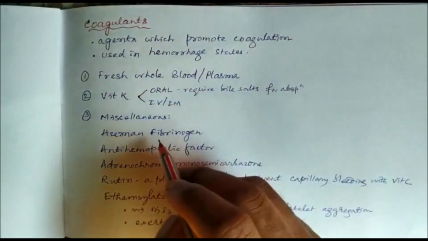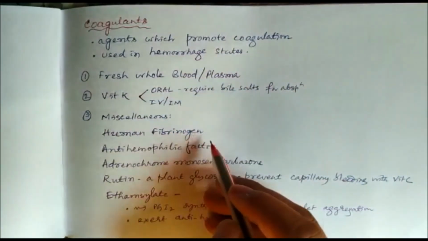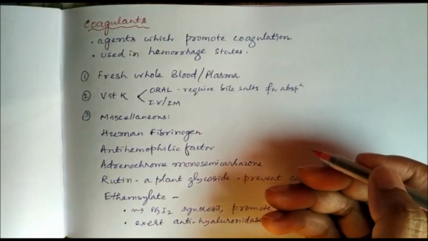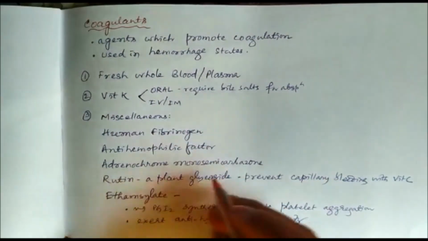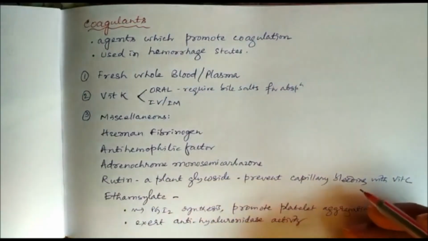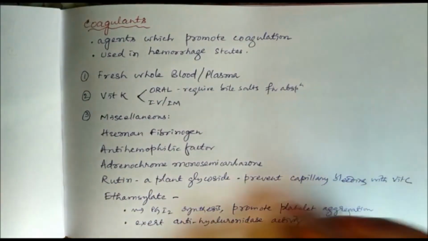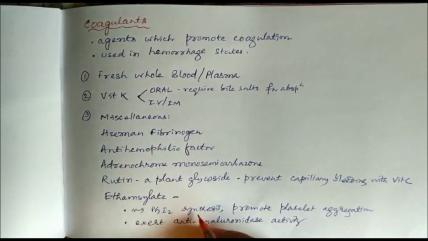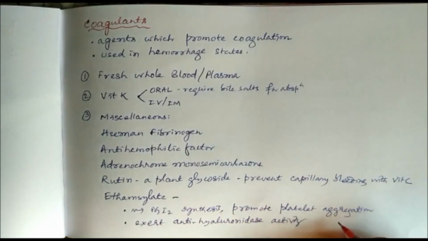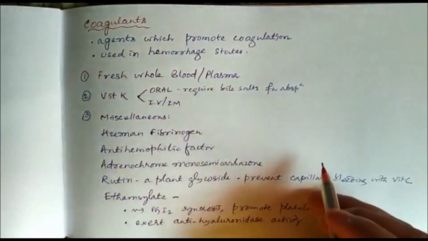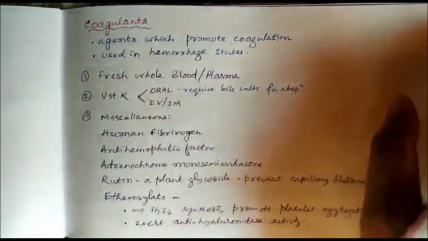And miscellaneous are fibrinogen and anti-hemophilic factors, depending on the absence of which factor the patient suffers. Then adrenochrome monosemicarbazone, rutin, a plant glycoside which prevents capillary bleeding along with vitamin C, and another drug is ethamsylate, which inhibits prostaglandin I2 synthesis, so promotes platelet aggregation, and it also exerts anti-hyaluronidase activity. So these all can act as coagulants. So the most common is your vitamin K.